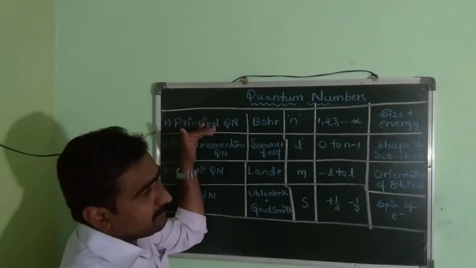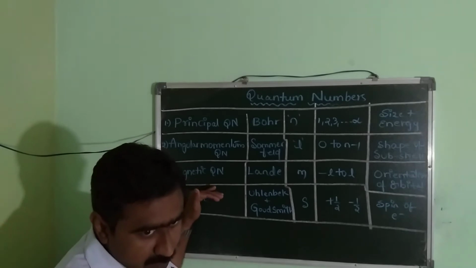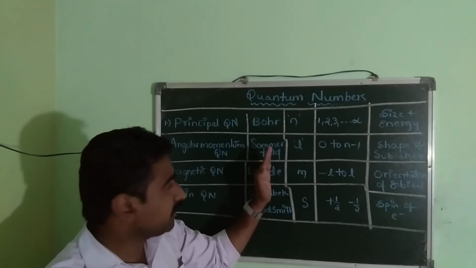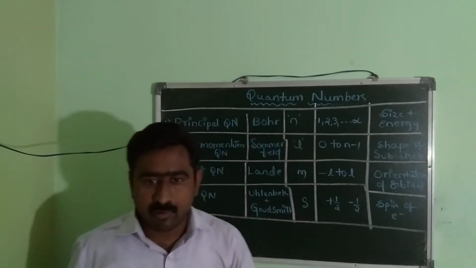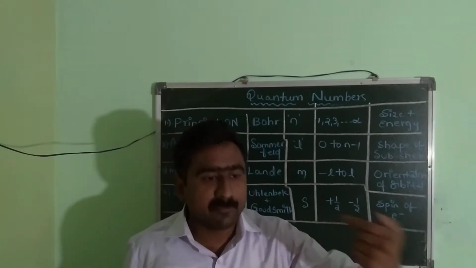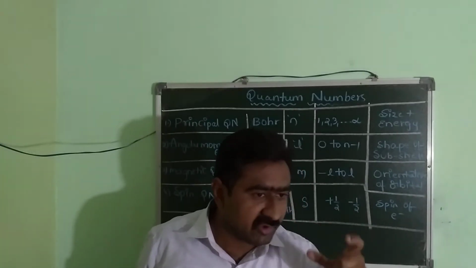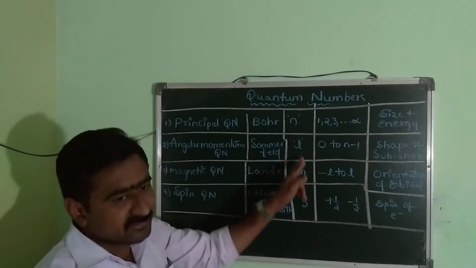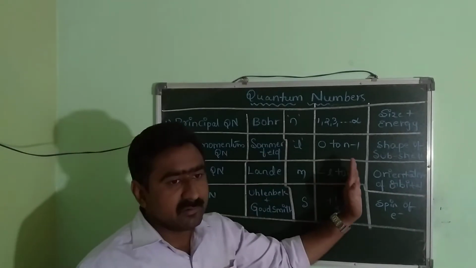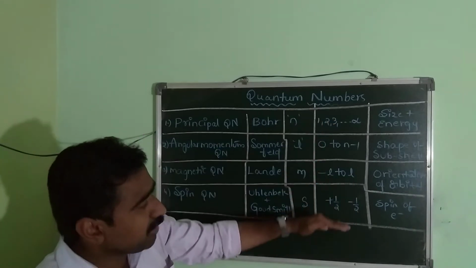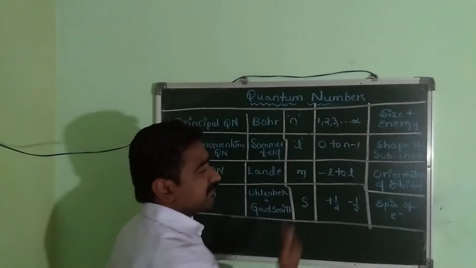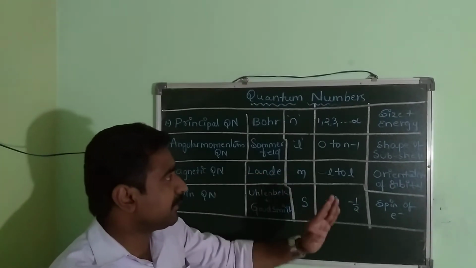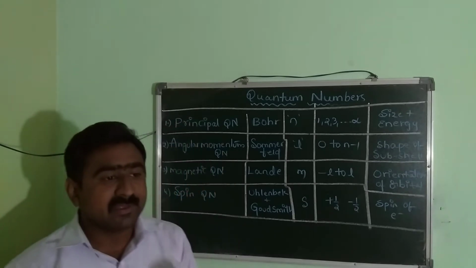Okay, the first column describes the name of the quantum number, and the second column describes the name of the scientist who proposed that quantum number. The third is the symbol, the alphabetical letter which is used to determine the quantum number, that is, which letter you are going to use to represent that quantum number. So that is the representation of that quantum number. And the fourth one, if you observe here, we can see the minimum and maximum value for each and every quantum number. And the last one is a very important column, the information.